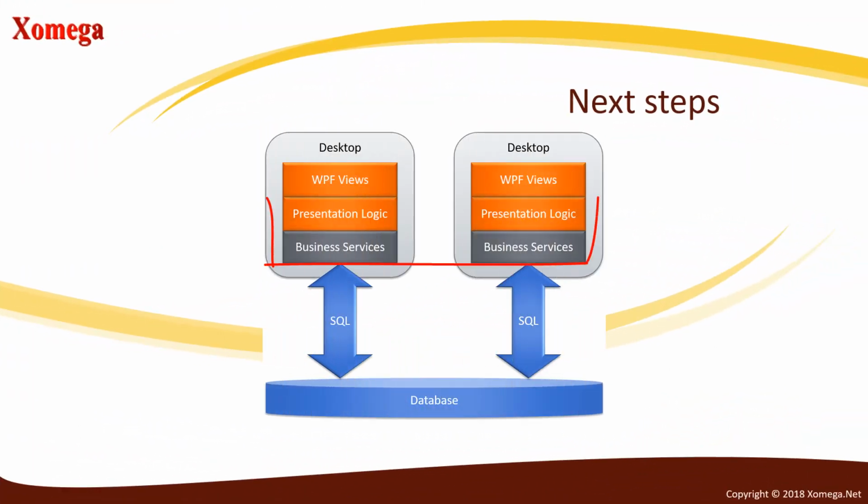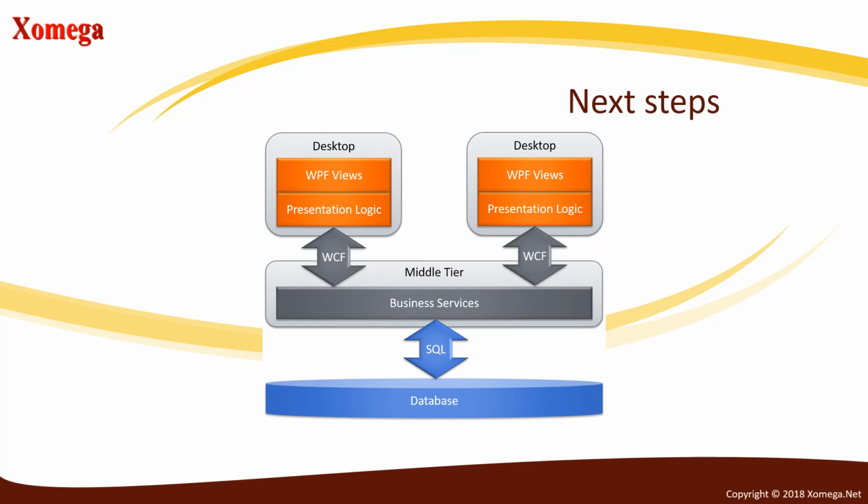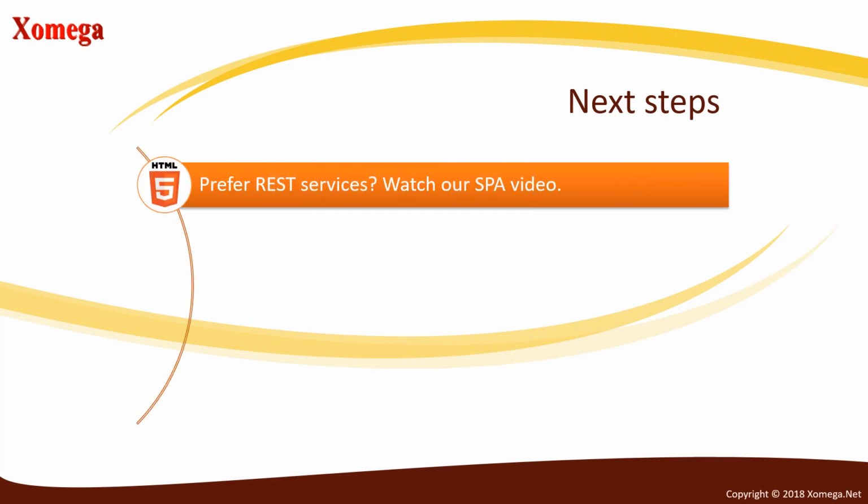You have just seen how we were able to leverage the model, business services, and even the presentation logic that we built for our ASP.NET web application earlier in order to create a WPF Desktop client, both in the client-server and multi-tier architectures. In the latter case, we exposed the services using the venerable WCF technology. If you prefer a more modern REST API, then you can watch how to expose the business services via REST in our SPA video, where we also added TypeScript-based HTML5 client to it.